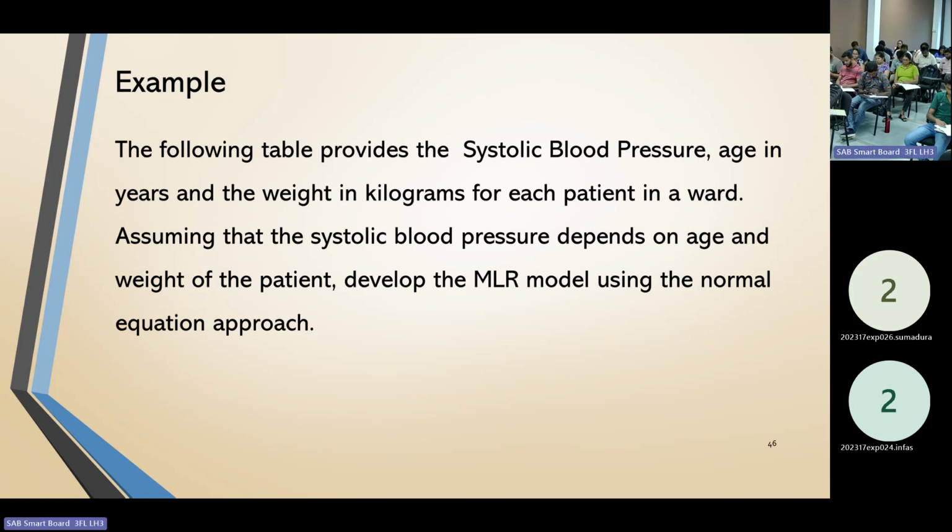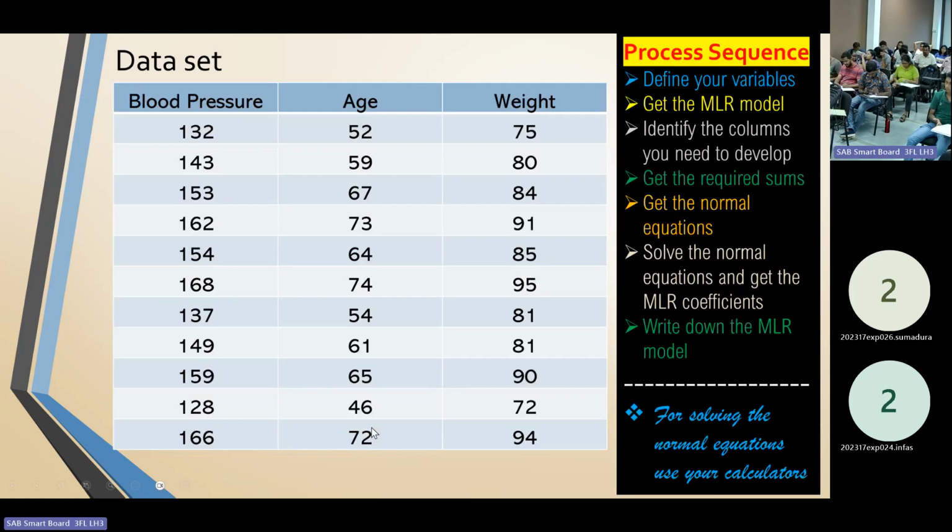So your data set. The values are a bit large because it's the actual data, blood pressure, right? Maybe more than hundreds. Weight maybe 60s, 70s, and age also the same way. We'll go with this, then we know how to calculate. So this is your data set.